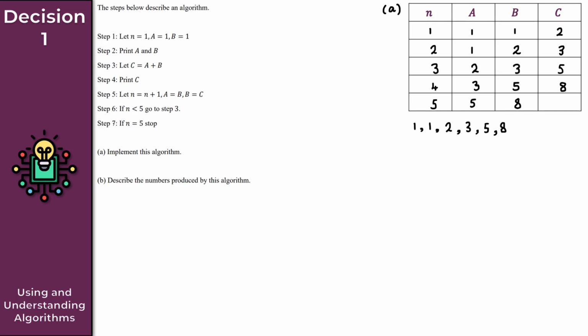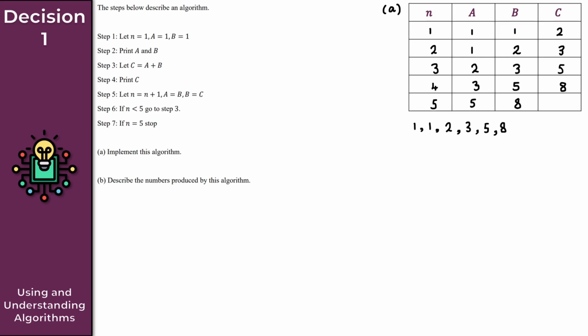Okay. For step 6, if n is strictly less than 5, we go to step 3. So here, n is not strictly less than 5. So in that case, then we move on to step 7 here for the first time, right? The very last step. And for step 7 then, if n is equal to 5, we stop. So clearly here, n is 5. So in that case, then the algorithm terminates. In other words, basically, the algorithm is complete. So that's part A done. That is the algorithm implemented and complete there.